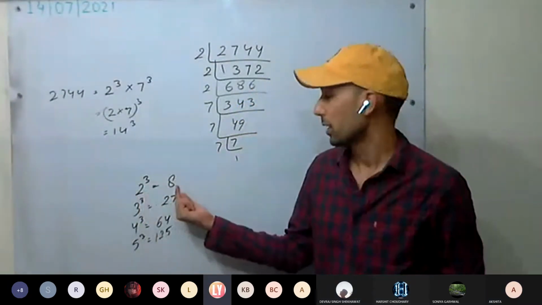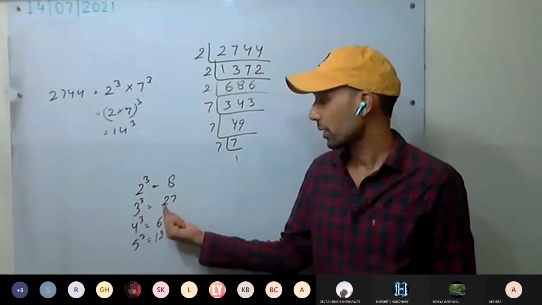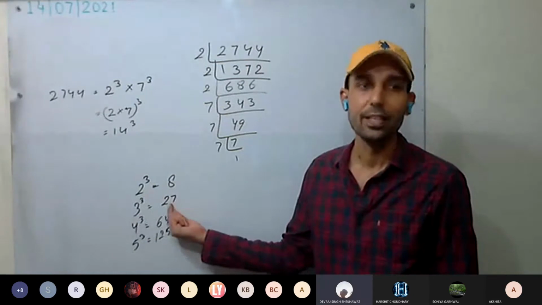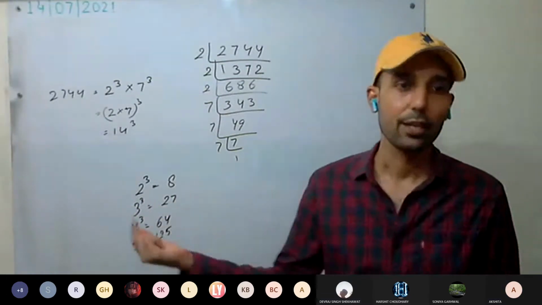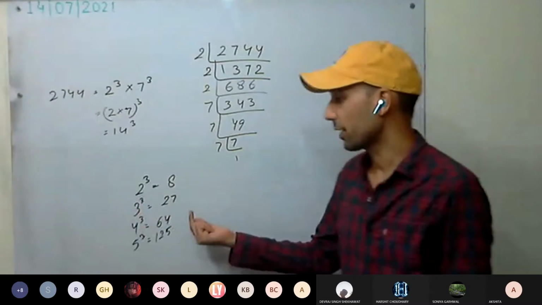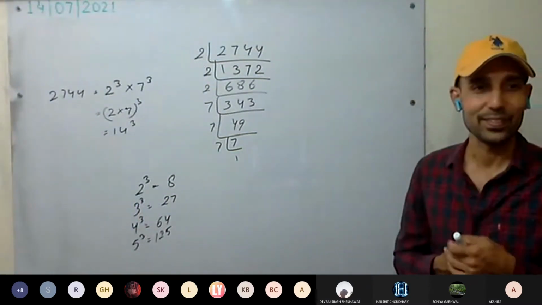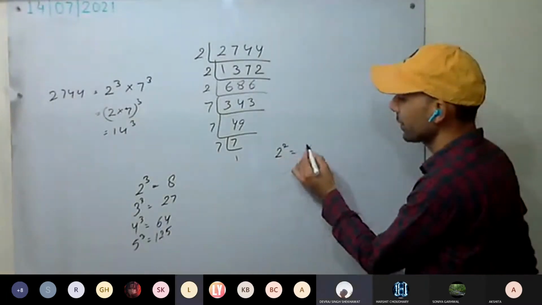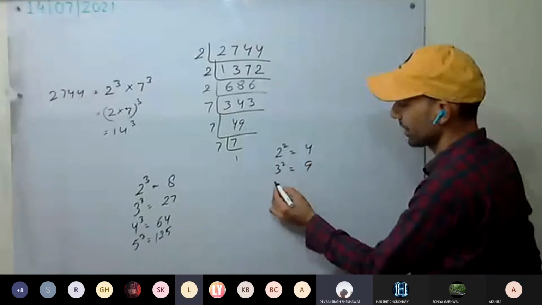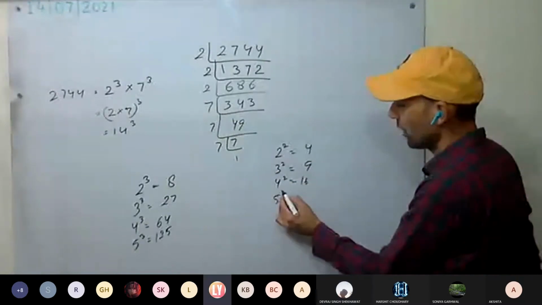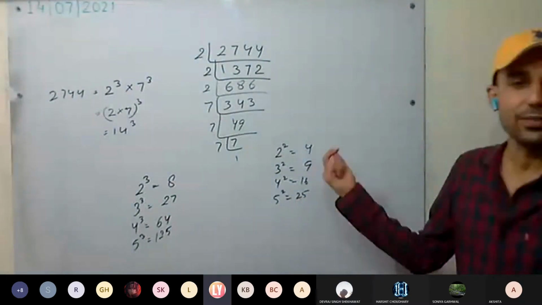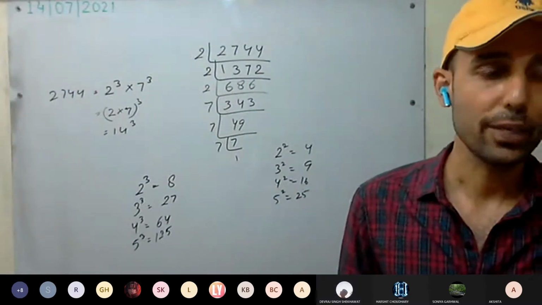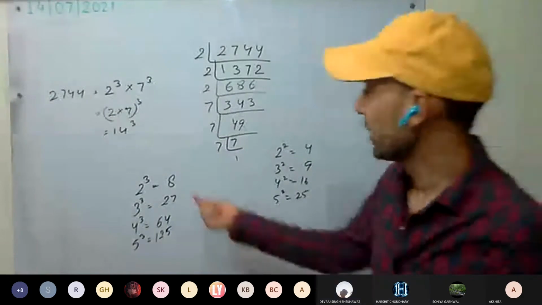So can you see something? If the number is even, its cube is even. If the number is odd, its cube is odd. Yes, sir. What about squares? 2 square, 4. 3 square, 9. 4 square, 16. 5 square, 25. The square of an even number is even. The square of an odd number is odd. Same with the cube.